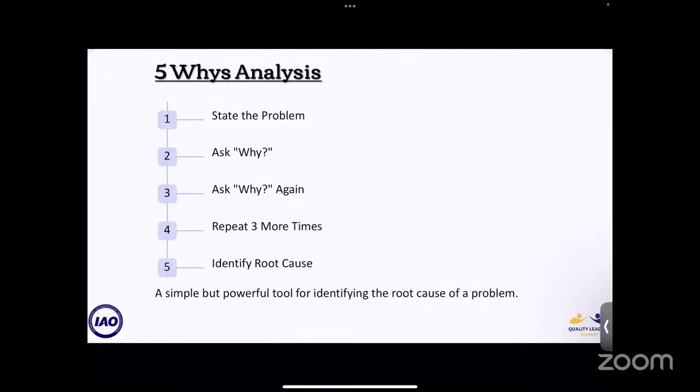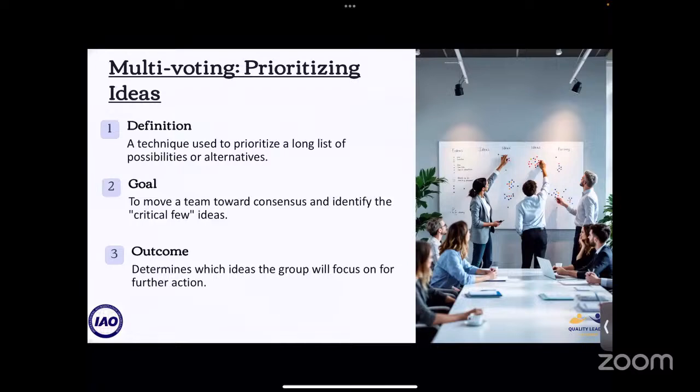Okay. The 5 whys analysis is asking why 5 times to identify the root cause of the problem. Ask why, then again why. Repeat it 3 more times. This is done to identify the root cause, and we call it a simple tool. Now I want to talk about what I do when I move to prioritization, which means I determine the priority of the problems I will work on solving first.